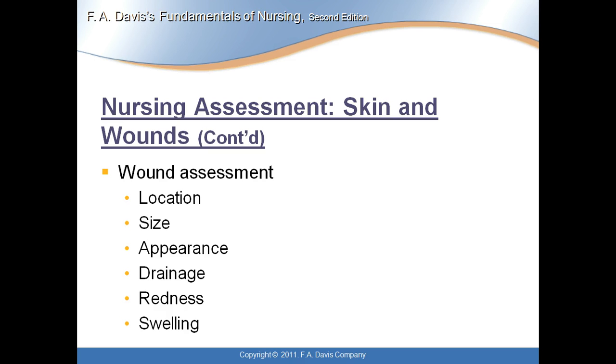All right, so you're also going to do a wound assessment. You're going to check for location, size, appearance, drainage, redness, and swelling. See here, there's 2, 4, 6 areas. Those 6 areas are very important when you do your charting. Not only do you want to know where it is and the size, because the size could get bigger, or if it's healing, you want to see if it gets smaller.